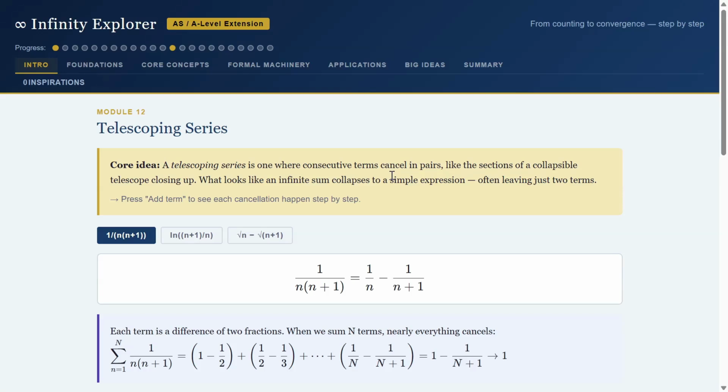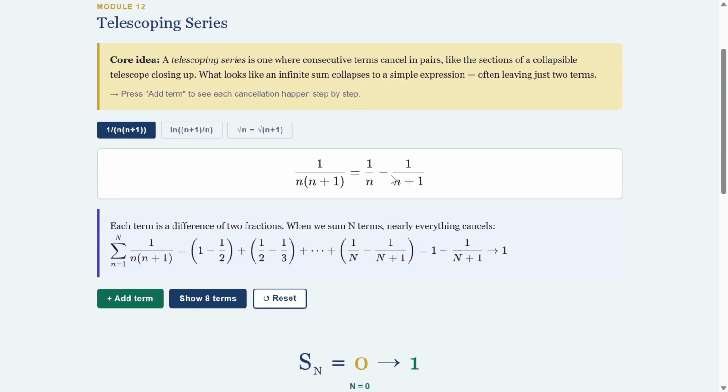Taking 1 over n times n plus 1, the first step is to separate the expression using partial fractions and then write out the terms by substituting values of n: 1, 2, 3, 4, 5. If you go up to some fixed value, large N, you'll see that most of the terms will cancel.